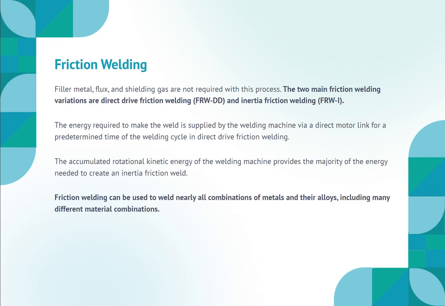The two main friction welding variations are direct drive friction welding, FRWDD, and inertia friction welding, FRWI. In direct drive friction welding, the energy required to make the weld is supplied by the welding machine via a direct motor link for a predetermined time of the welding cycle. The accumulated rotational kinetic energy of the welding machine provides the majority of the energy needed to create an inertia friction weld. Friction welding can be used to weld nearly all combinations of metals and their alloys, including many different material combinations.